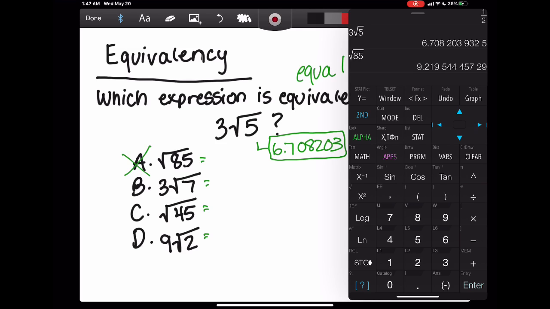I'm going to go to B. 3 times the square root of 7. Enter. 7.937. That doesn't equal 6.7. I'm going to do the square root of 45.